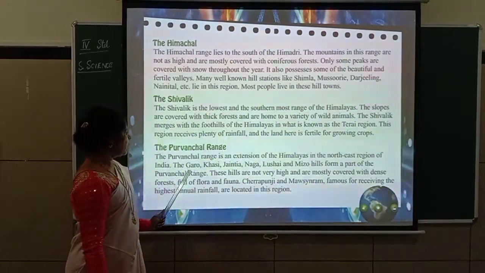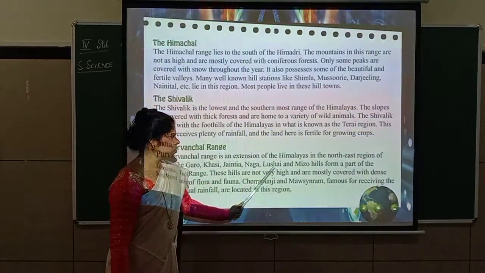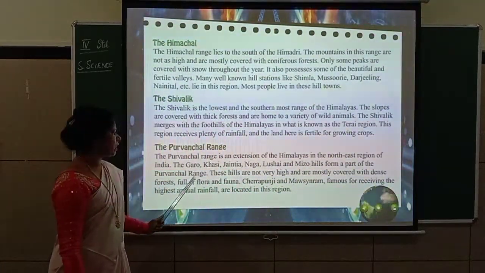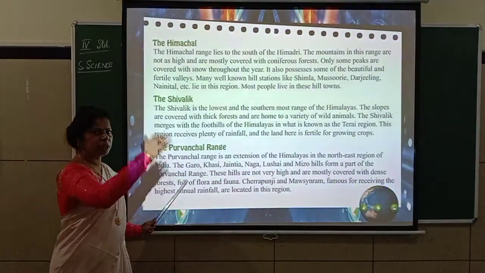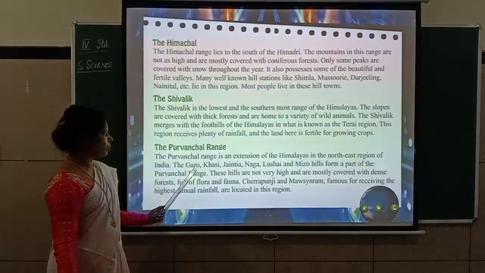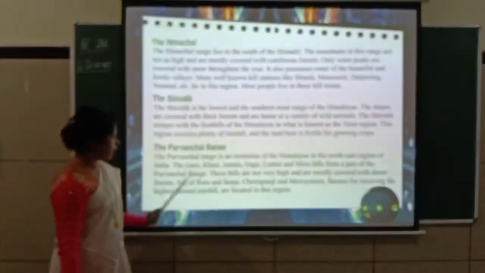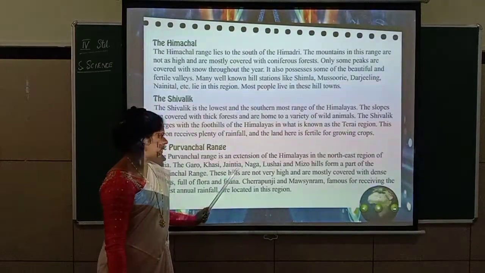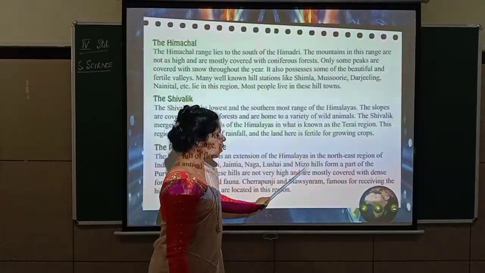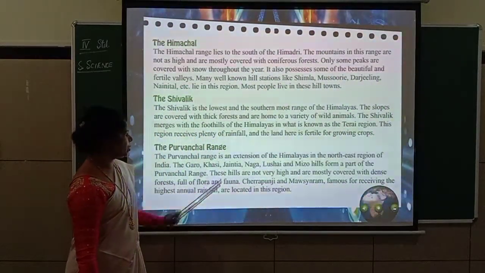Understood? The Garo, Khasi, Jaintia, Naga, Lushai and Mizo hills form a part of the Purvanchal range. Range, I told you, means many mountains side by side. If they are there, then you call it a range. So what are the different mountains found here in the Purvanchal range? It is the Garo, Khasi, Jaintia, Naga, Lushai and Mizo hills. All these are found side by side, which forms the Purvanchal range.